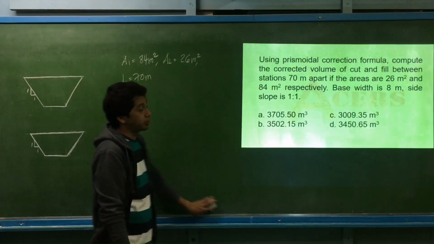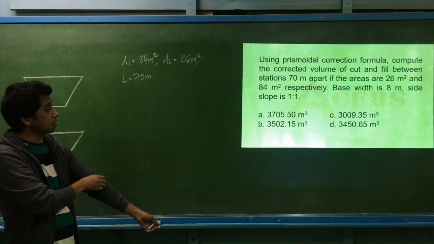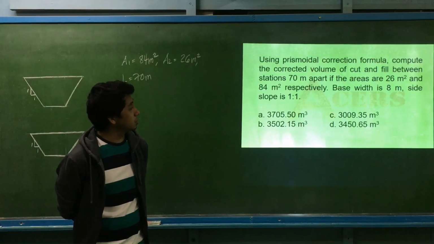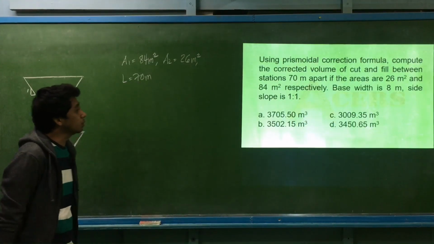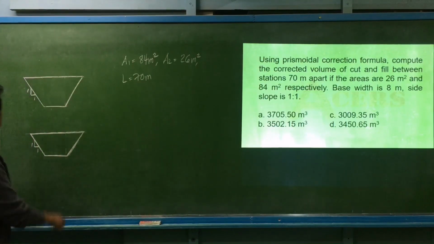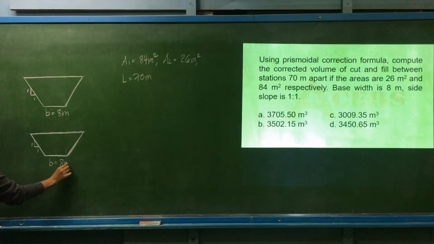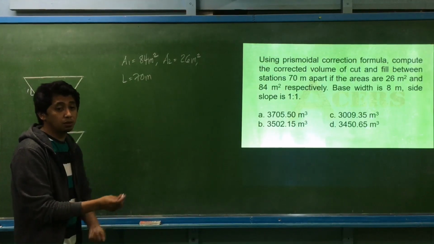So this is for earthworks, the Pismoidal correction formula. Using the Pismoidal correction formula, compute the corrected volume of cut and fill between stations 70 meters apart. If the areas are 26 square meters and 84 square meters respectively, the base width of this cut is equal to 8 meters. The slope is 1:1. So ano ba yung equivalent ng Pismoidal correction formula?